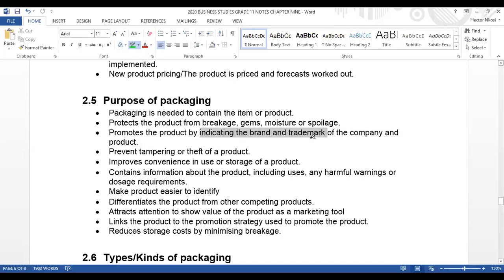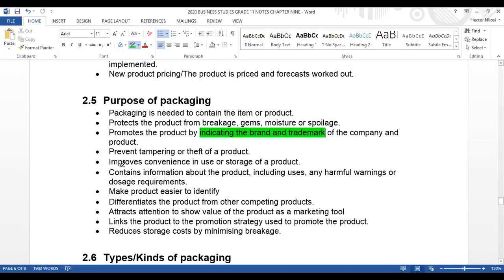It promotes the product by indicating the brand and the trademark, very good. Indicating the brand name and the trademark of the company of the product. For example, if I have a cold drink, we know that we've got different types of cold drinks. We've got Coke, we've got Pepsi, we've got Refresher and stuff like that. With the packaging, I'll be able to tell that this drink is from Refresher, this drink is from Pepsi, this drink is from Coca-Cola. Can you see now the importance of packaging? The brand and the trademark also.